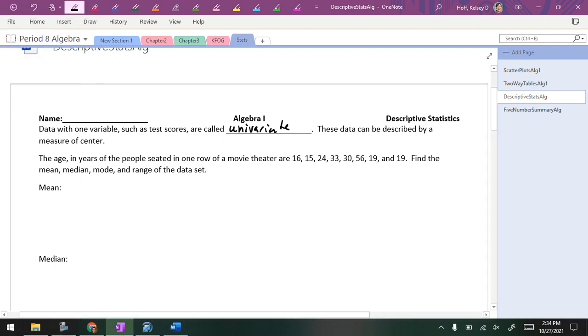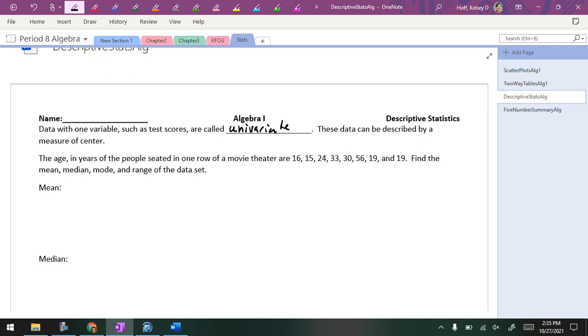Okay, yes, for scatter plots we dealt with bivariate data, meaning you had data that you learned two things about. Data with only one variable is called univariate. This data can be described by the measures of center. The ages in years of the people seated in one row of a movie theater are 16, 15, 24, 33, 30, 56, 19, and 19. Find the mean, median, mode, and range.